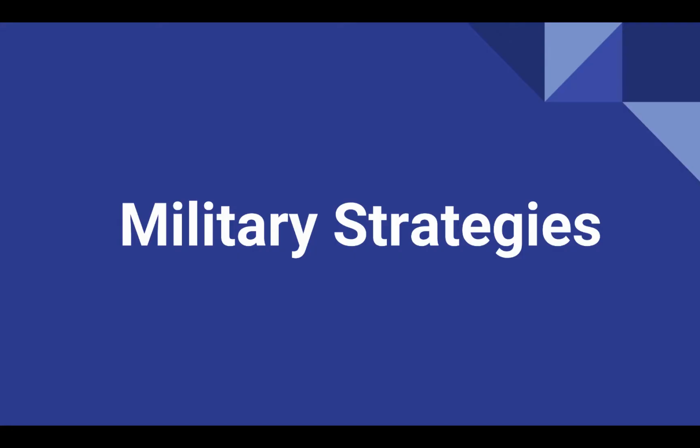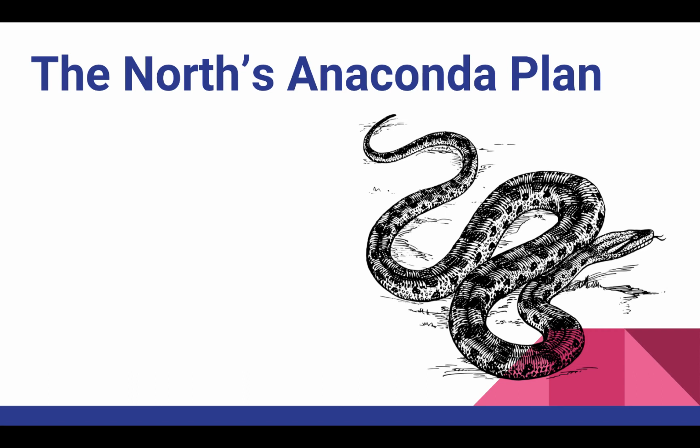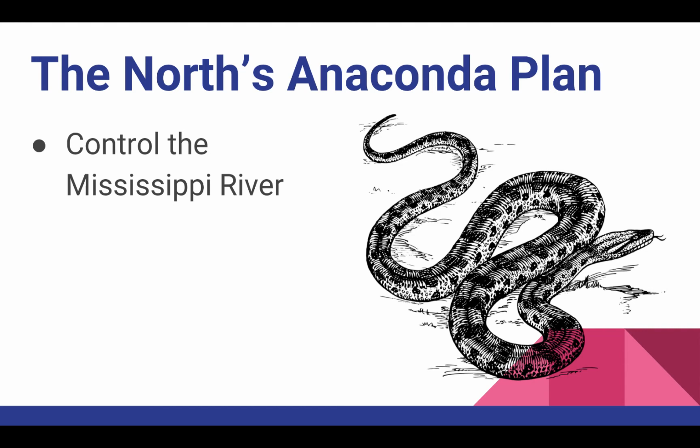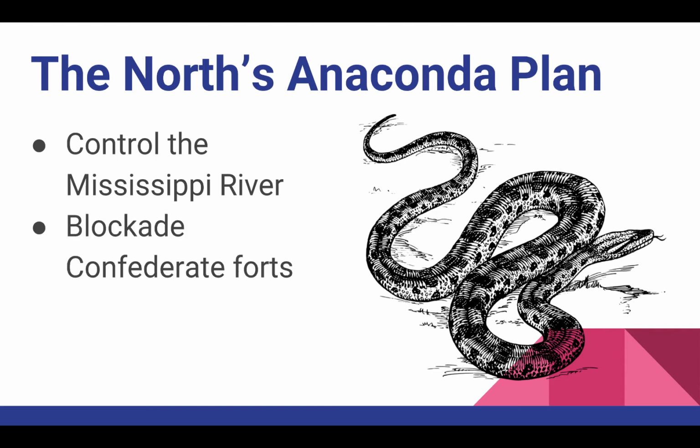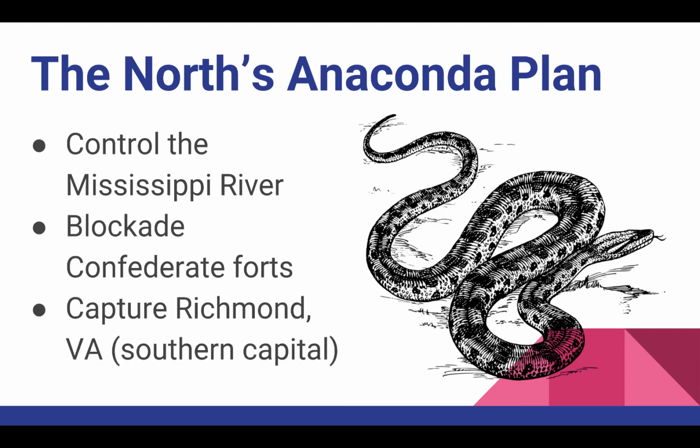Military strategies. The North's biggest strategy was the Anaconda Plan, which they began the war with. In this plan, they were to control the Mississippi River, they were to blockade Southern and Confederate forts, and they were to capture Richmond, Virginia, which was the Southern capital.